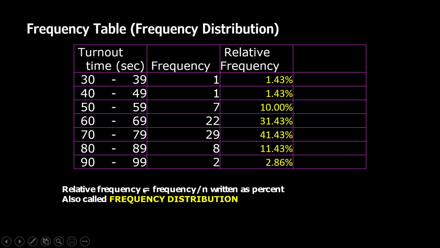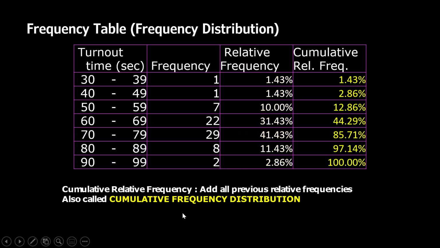So you get the relative frequency by dividing the frequency by the total number of data points and write that as percent. And this is also called frequency distribution. And the cumulative relative frequency is also called cumulative frequency distribution. This is actually more used when you talk about the distribution as probabilities. So we're going to be using this word cumulative frequency distribution, or CFD, more.